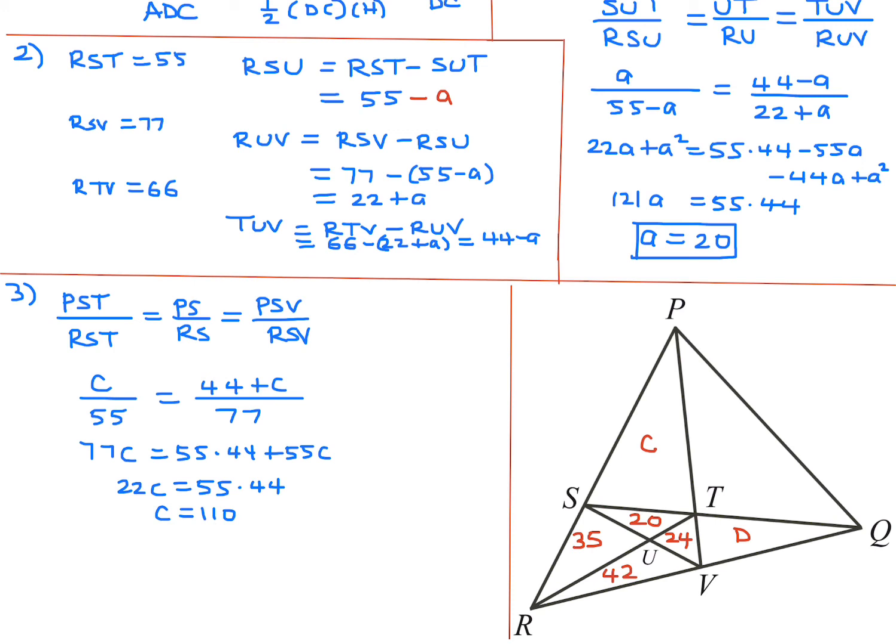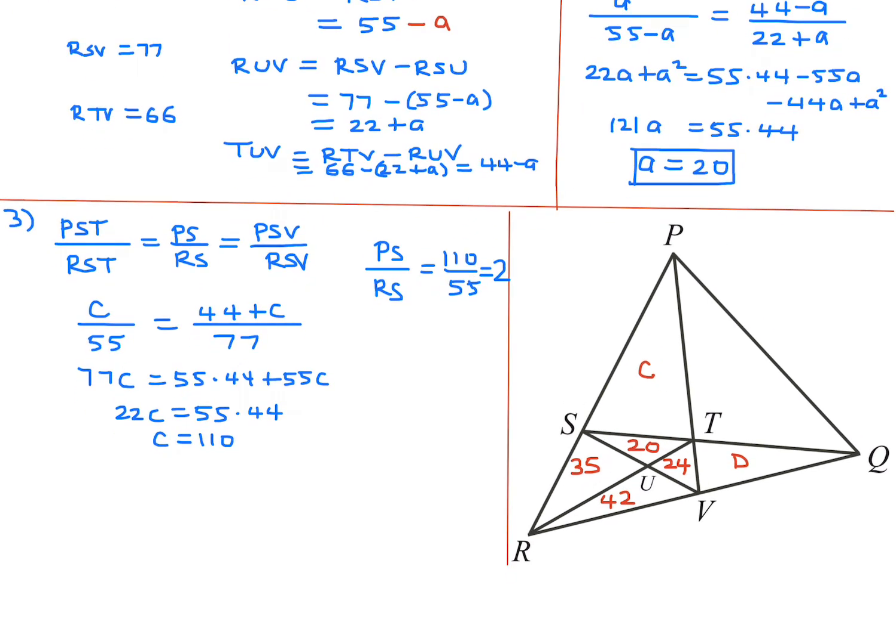All right, so now let's figure out this ratio here. PS over RS is the equivalent of this guy or this guy, either one. If I put C over 55, it would be 110 over 55, and that is equal to 2. So that ratio of 2 is going to help us later on in the question.